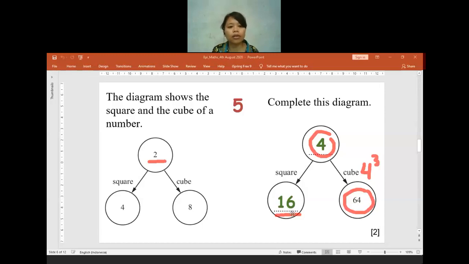Is there anyone who gets confused or still does not understand question 5?